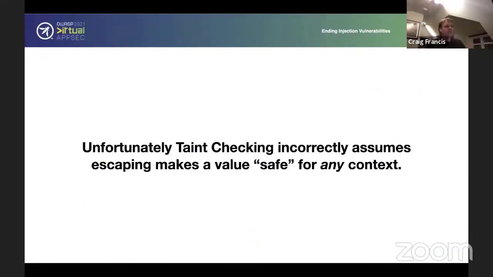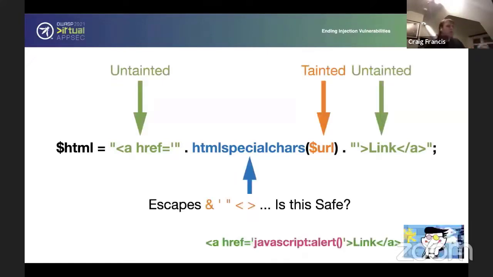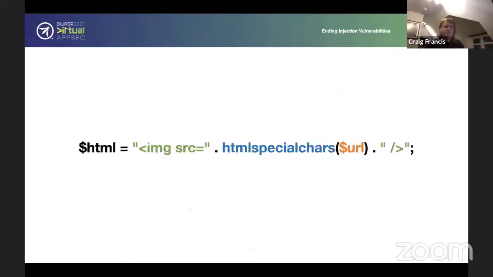But unfortunately, taint checking incorrectly assumes that escaping makes a value safe for any context, and that's where it falls apart. With this one, we're going to have the untainted thing, tainted, untainted, and we do the escaping as usual. But you'll notice that we're not actually having to encode anything in Spamton's input, because in the link context, you can put javascript:alert, and HTML encoding does not do anything to that, and that has worked, and it has created this false sense of security, because now the HTML is considered untainted and it's safe in theory.